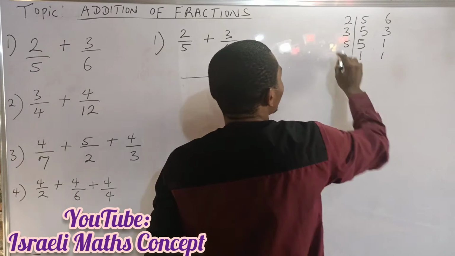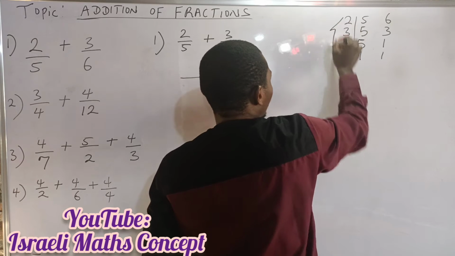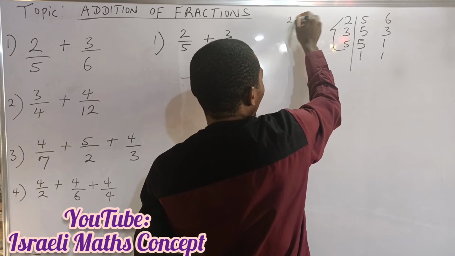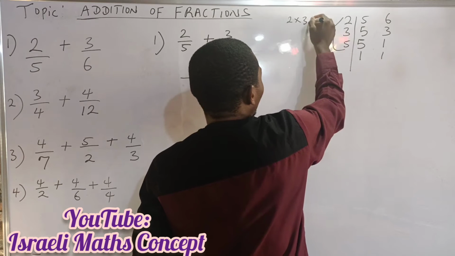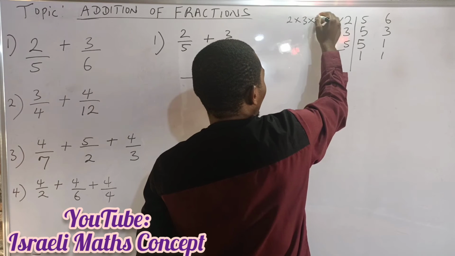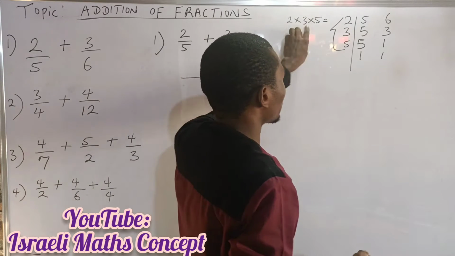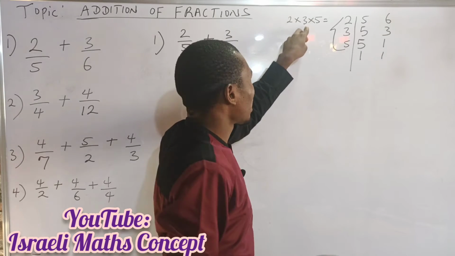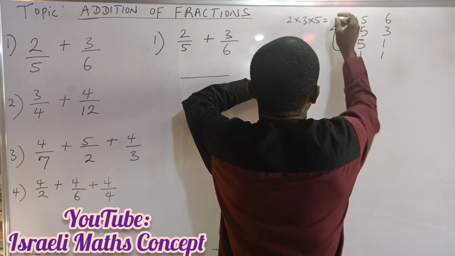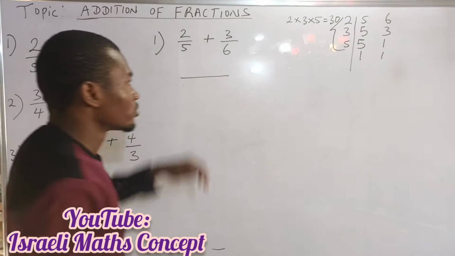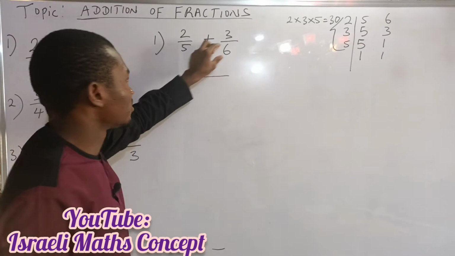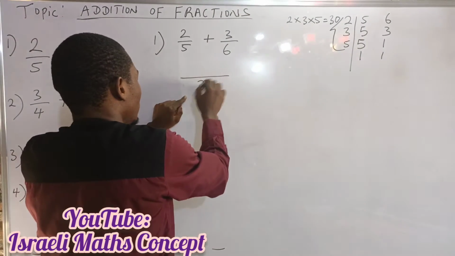Such that we multiply out. 2 multiplied by 3 multiplied by 5: 2 multiplied by 3 will give us 6, and 6 times 5 will give us 30. So the common LCM of 5 and 6 is 30.